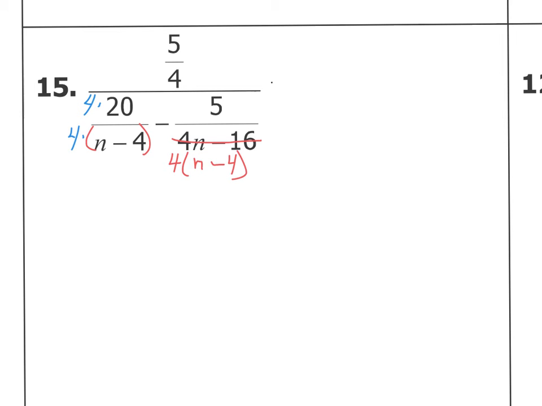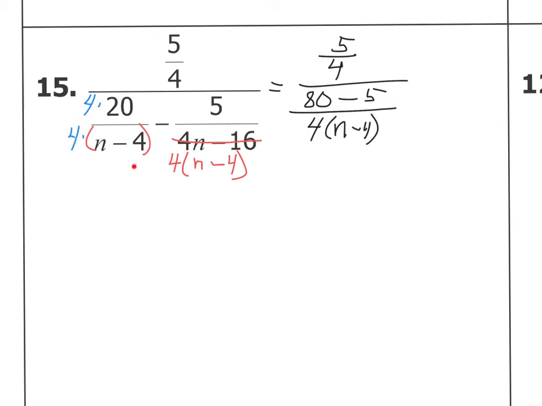So we end up getting 5 over 4 all over 4 times 20 is 80 minus 5, all over the same denominator, 4 times n minus 4, because I just created like denominators, so I can just combine them over the same denominator as one fraction. Of course we will combine this in a minute when we do keep, change, flip. So this should be pretty easy to do keep, change, flip with.